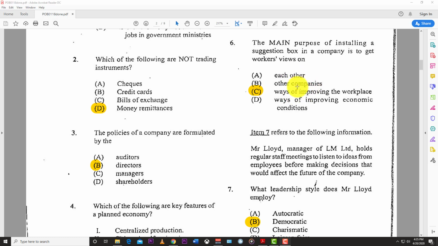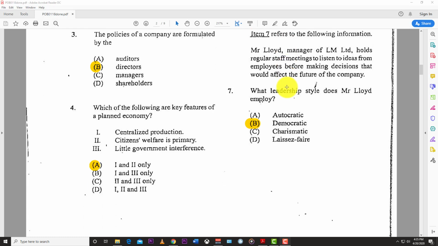Item 7 refers to the following information. Mr. Lloyd, manager of LM Limited, holds regular staff meetings to listen to the ideas from employees before making decisions that would affect the future of the company. What leadership style does Mr. Lloyd employ? And of course, the best answer here is B, democratic, because he wants the viewpoint of his subordinates.